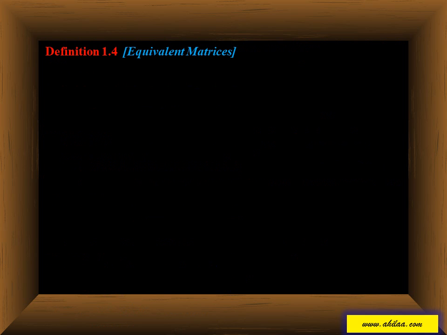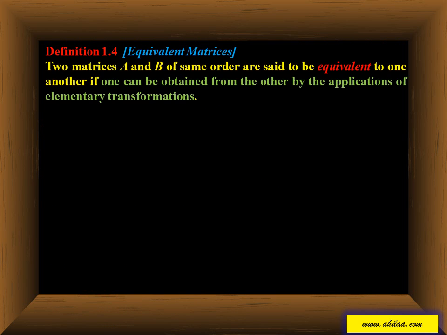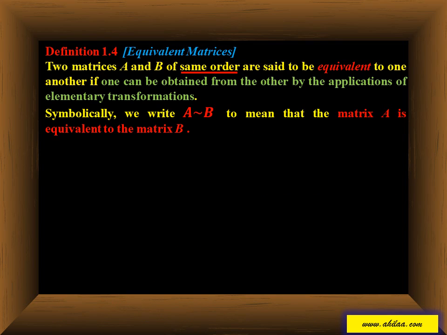Definition 1.4 Equivalent matrices. Two matrices A and B of same order are said to be equivalent to one another if one can be obtained from the other by the application of elementary transformations. So remember, all the matrices which are equivalent should be of same order. Symbolically, we denote A equivalent to B. We don't say A equal to B. So A equivalent to B means that matrix A is equivalent to the matrix B.